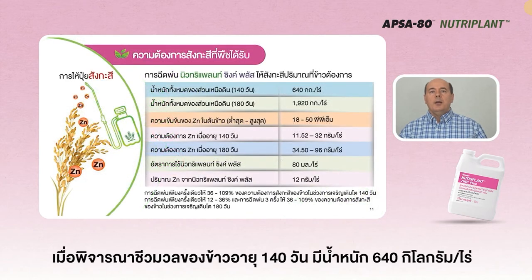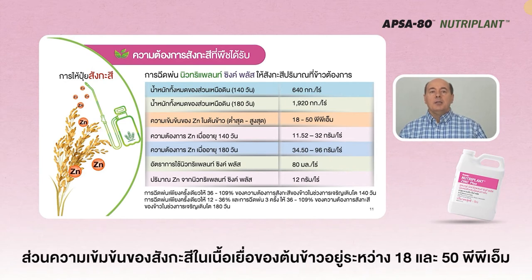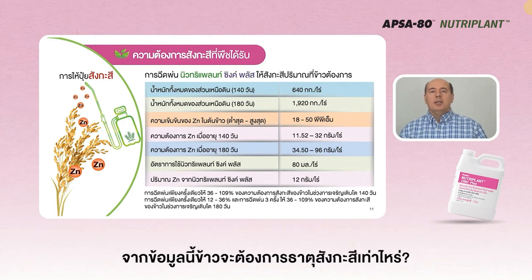When you look at the biomass of rice, for example, at 140 days, it's about 4 tons per hectare. At 180 days, the biomass reaches 12 tons per hectare. This is a lot. At the same time, concentration of the zinc in the plant is between 18 and 50 parts per million. So how much zinc is really required?